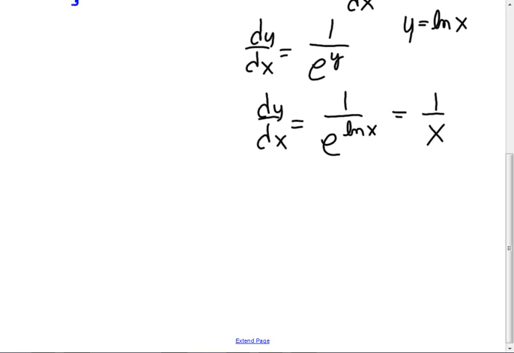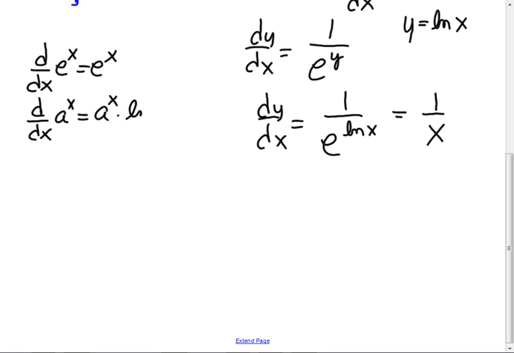Y is the natural log of x, and it's e to the natural log of x, but that's just x. So right now we have this. The derivative of e to the x is e to the x. The derivative of a to the x, Grant, what's a to the x? It's a to the x times the natural log of a. And then I want the natural log of x.